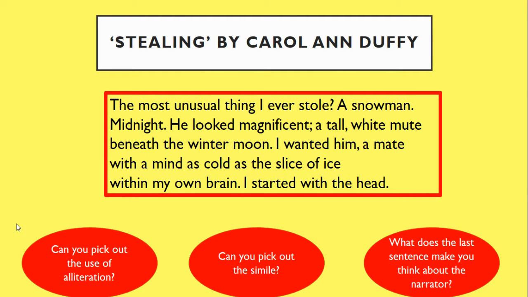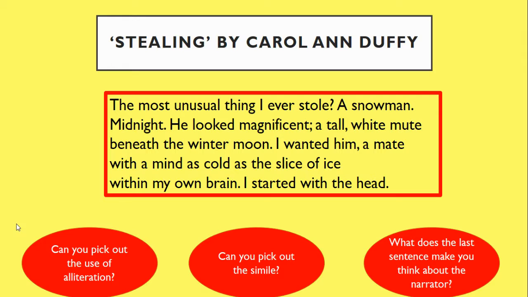The most unusual thing I ever stole? A snowman. Midnight. He looked magnificent, a tall white mute beneath the winter moon. I wanted him, a mate with a mind as cold as the slice of ice within my own brain. I started with the head.